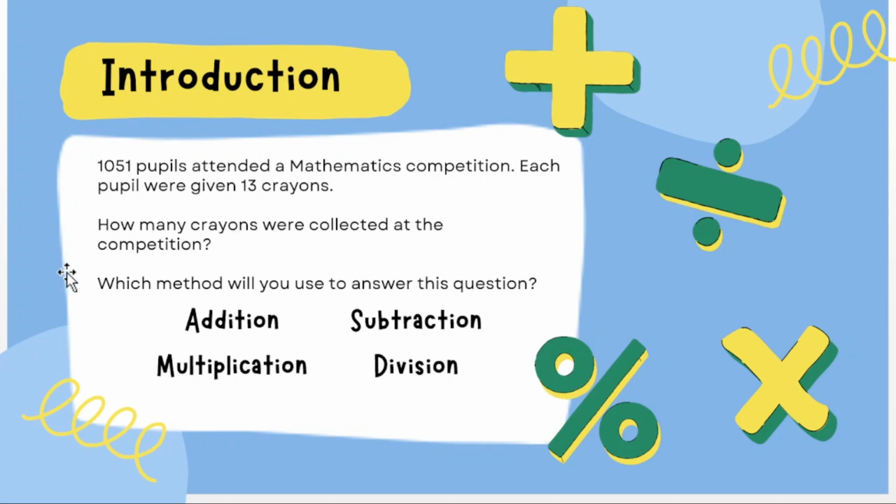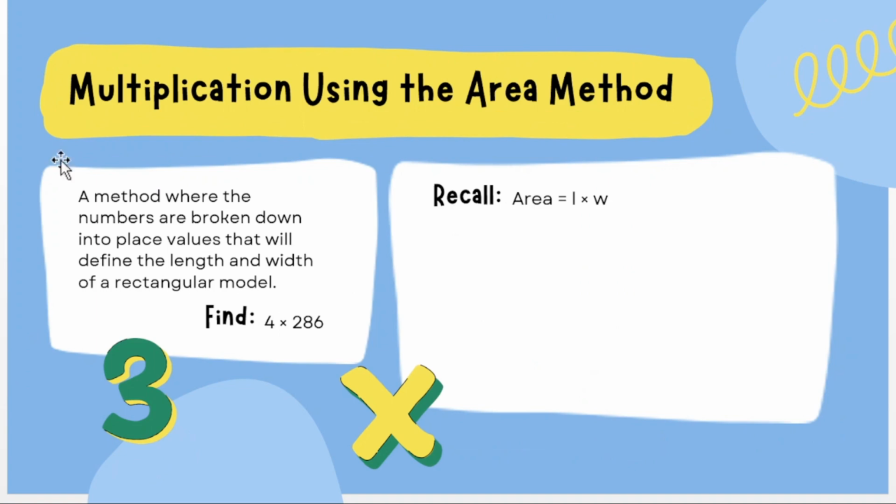So let's look at the two methods we talked about. Let's start with the area method: multiplication using the area method. When we talk about area, we're talking about the space covered by a plane shape. It is a method where the numbers are broken down into place values that define the length and the width of a rectangular model. Let's look at this as an example.